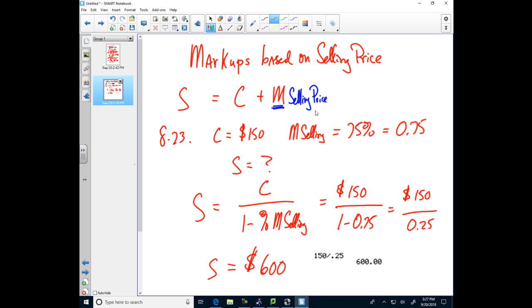Okay? So it does kind of make sense if you think about whether you subtract or you add. Based on cost is what you're starting with. To get a markup, you're going to add something to that. On selling price, you know where you're going. You're trying to figure out how you got there. So that's why that was going to be a minus. And that may not be the best explanation in the world.